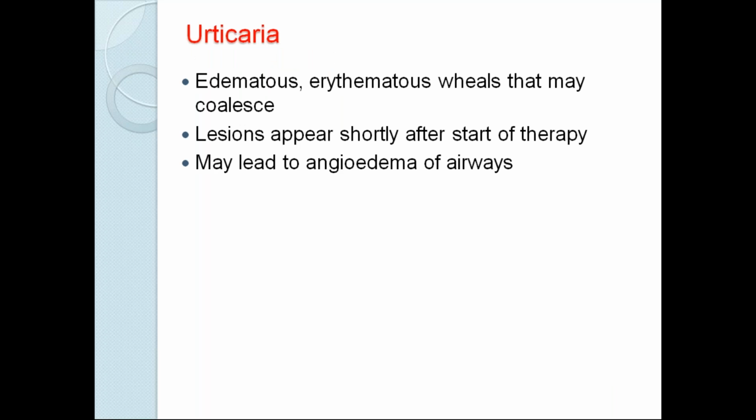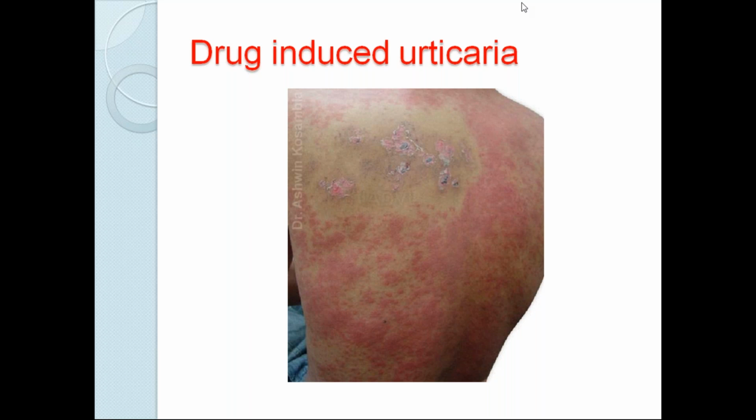And next, coming to urticaria type of lesions. Certain drugs will cause urticaria type of lesions, where you will see edematous erythematous wheals that may coalesce, and lesions appear shortly after starting of therapy. Usually the patient comes to you and tells you only after taking certain drugs he started developing this. And sometimes they may even develop angioedema. Angioedema means swelling of the lips, swelling of the eyes. Sometimes, rarely, edema of the airways can be seen. And next is a drug-induced urticaria picture. You can see here, all these wheal kind of lesions are seen over his back.